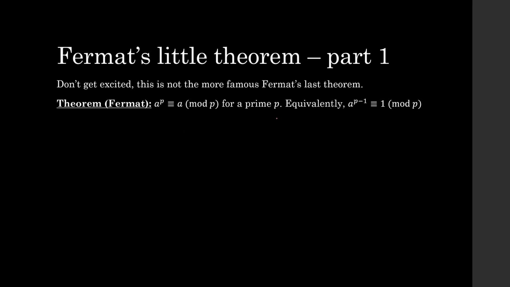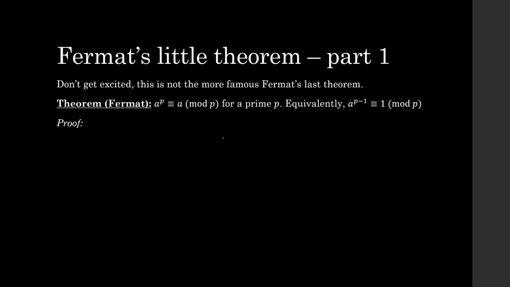So keep in mind, I'm saying that a is not equal to p or a multiple of p because in the case where a is a multiple of p, then a to the p is obviously congruent to a mod p, because a itself is just going to be 0 mod p. So we've got 0 to the p is congruent to 0, and that's obviously true when p is not 0, but p is not 0 because it's prime.